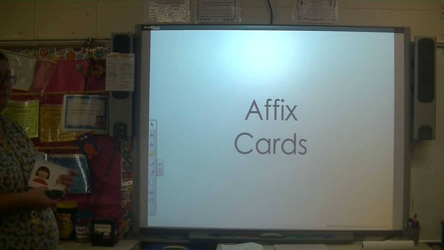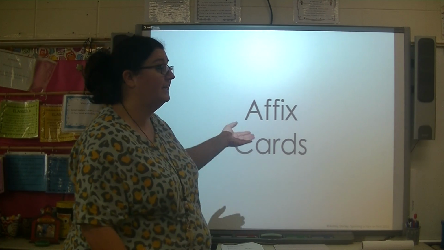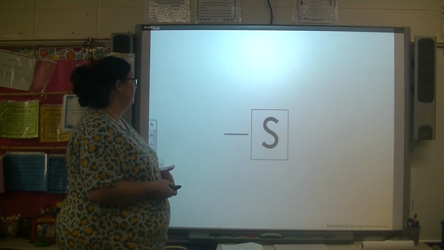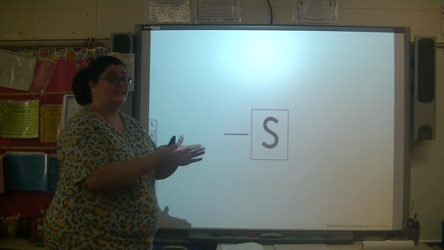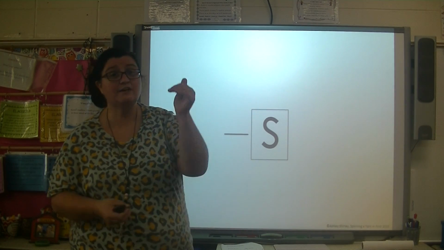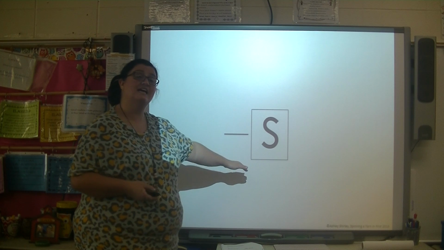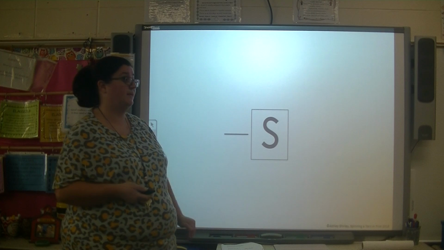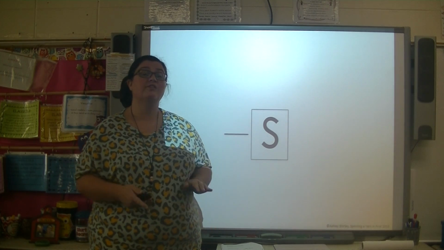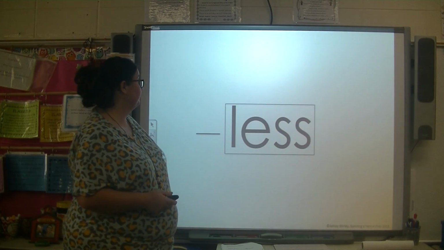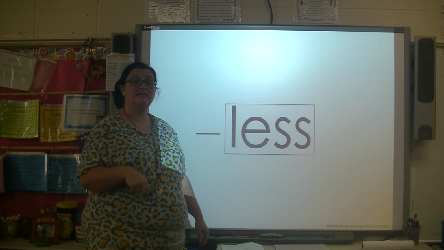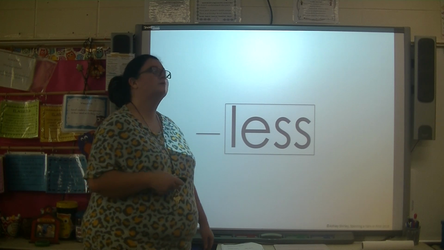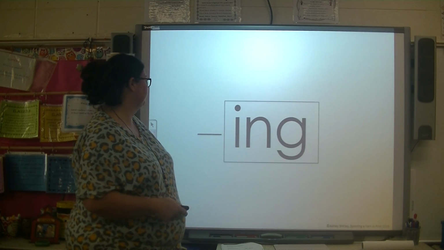Affix cards. Remember, an affix can be added to the beginning or ending of a root word to change its meaning. All right, we have suffixes. Suffixes are added to the end of a root word. So this is suffix S, and it means more than one of something. Dogs, more than one dog. Suffix less means without. If you are hairless, you are without hair.